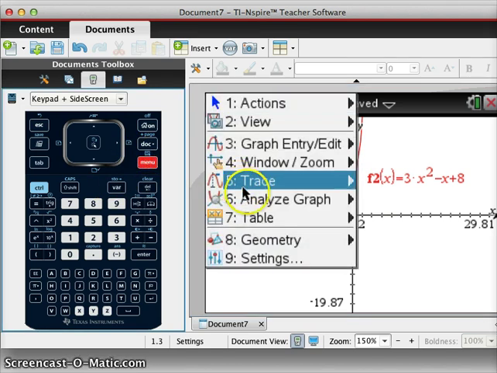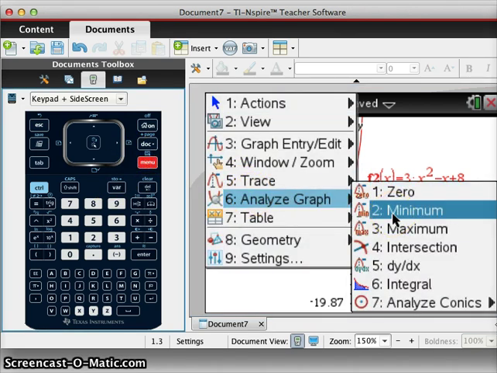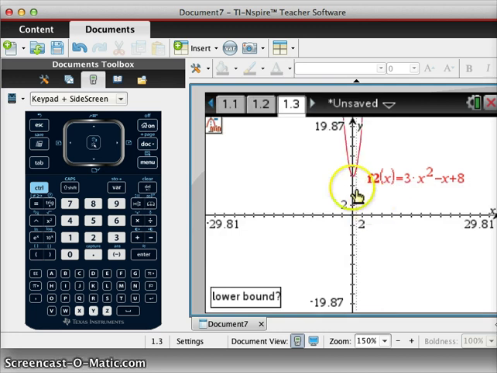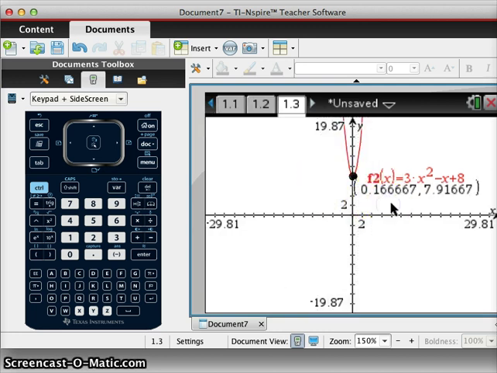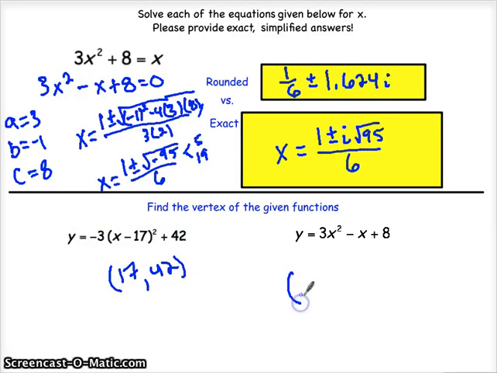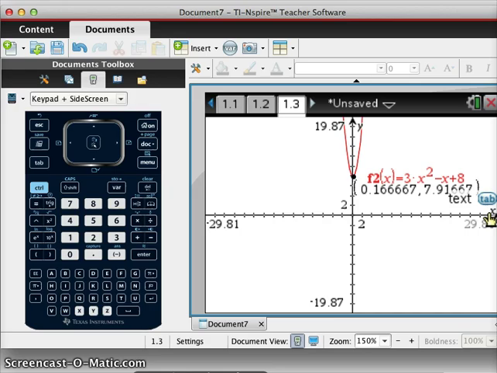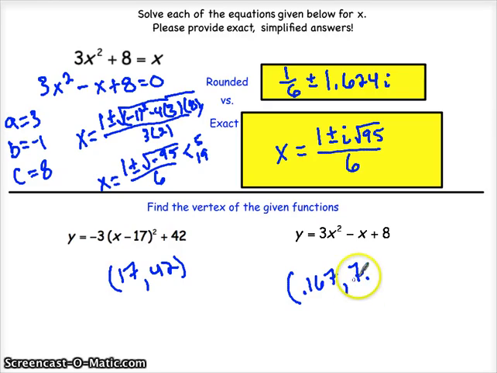Let's go ahead and press Menu, Analyze Graph, minimum this time, because it's the bottom of our parabola, with left bound, right bound, and you'll notice 0.166 or 0.167, probably rounded to 3 decimal places, 7.917. So (0.167, 7.917). And that will be accurate to 3 decimal places where our vertex will be.